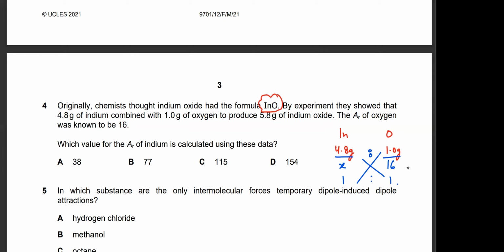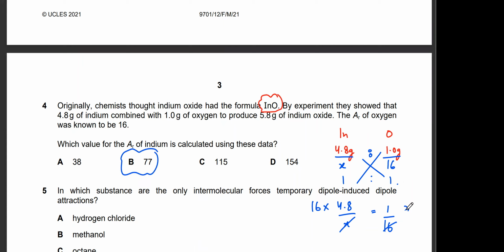Usually before this, you would be finding the ratio, where you put it as x and try to figure out the ratio, right? But over here, the ratio is already known. So that means both moles should come out to be exactly the same. 4.8 divided by x is basically equal to 1 divided by 16. If you solve for this, what would you get? Take the x on the other side, take 16 on the other side. What's 16 into 4.8? 76.8. So the answer is B, right?